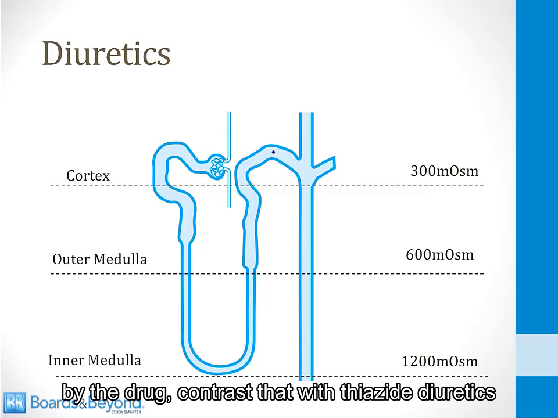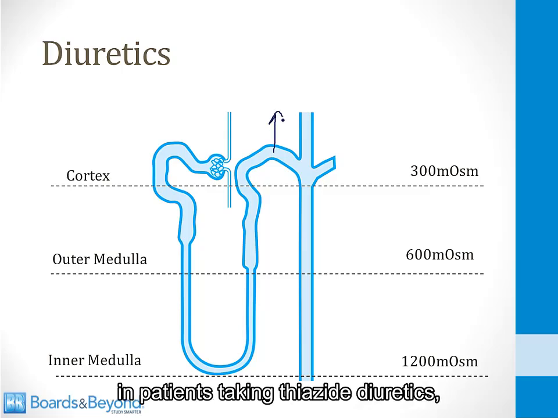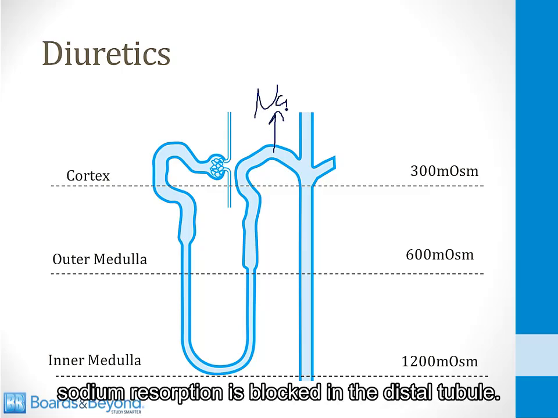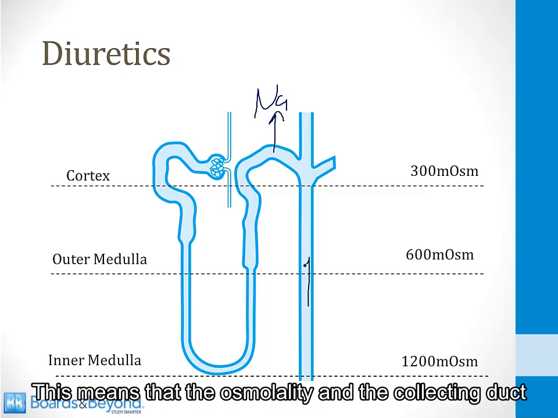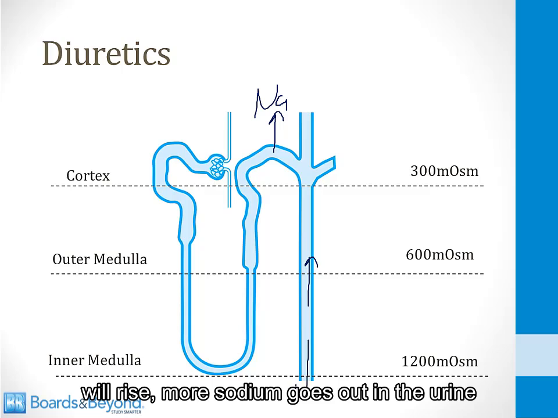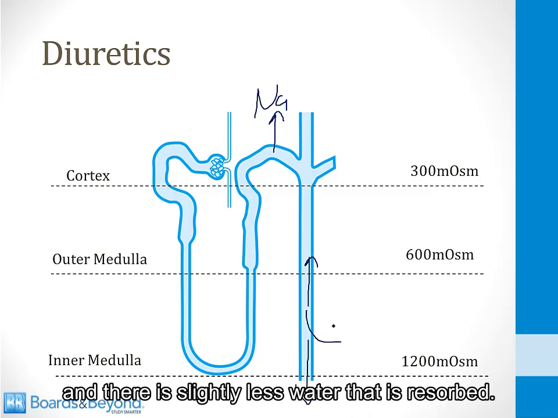Contrast that with thiazide diuretics. In patients taking thiazide diuretics, sodium resorption is blocked in the distal tubule. This means that the osmolality in the collecting duct will rise, more sodium goes out in the urine, and there is slightly less water that is resorbed.